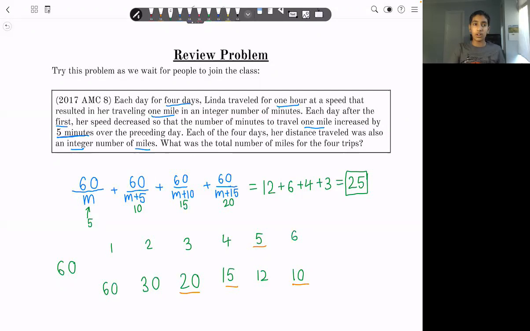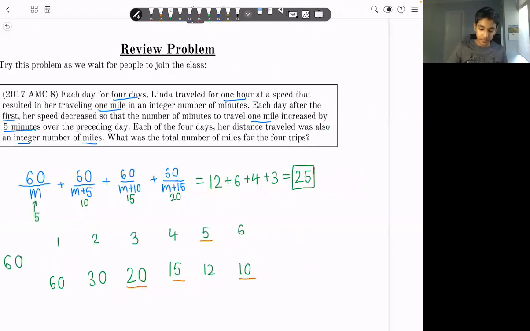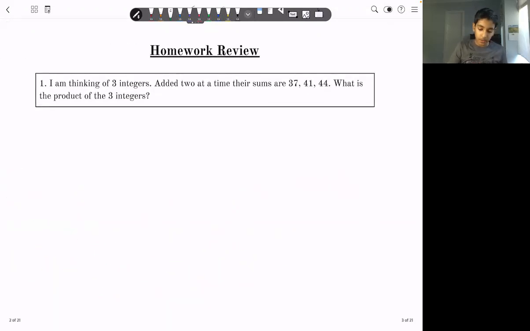If there are no questions, we'll start the homework review then. So number 1 was, I am thinking of 3 integers. Added 2 at a time, their sums are 37, 41, and 44. What is the product of the 3 integers?